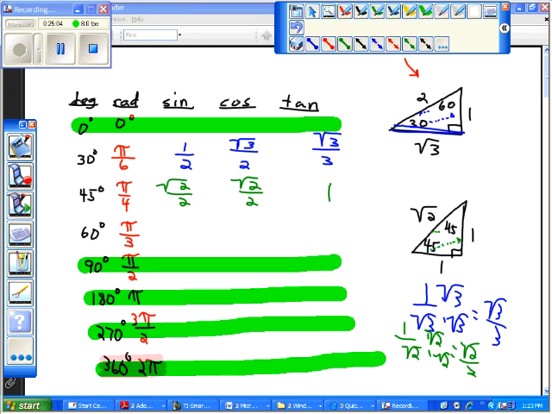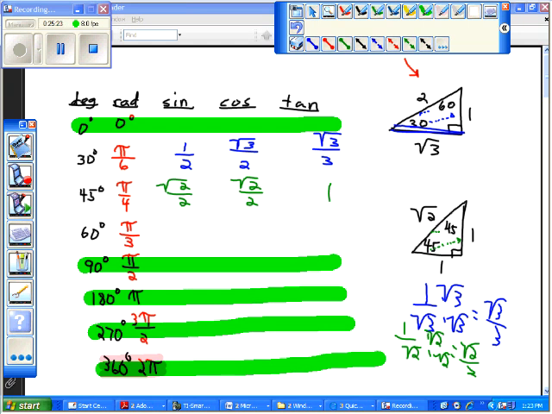So from now on we say, okay, what's sine 45? Square root 2 over 2. What's cosine 45? Square root 2 over 2. What's tangent 45? 1. And we memorize it that fast. You got to know it from now on, okay? Now we go to 60 degrees.